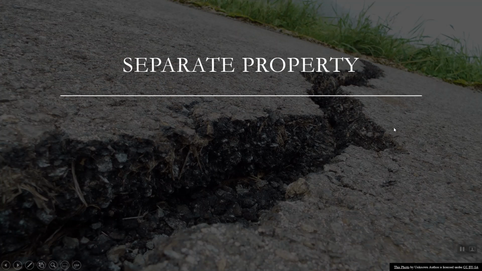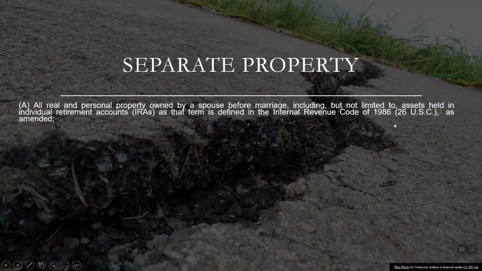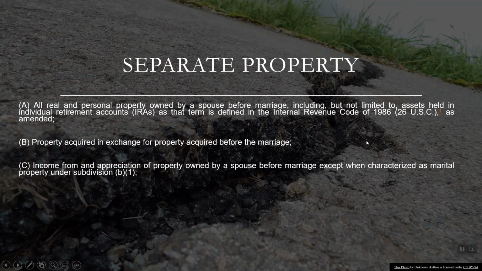And speaking of separate property, any and all personal property owned by the spouse before they were married, including pensions, IRAs, or whatever, is their separate property. Including that is any property that was the result of an exchange, which is a tax-advantaged way, instead of selling property, to exchange one farm for another and get the tax benefits. Income and appreciation for any separate property is separate property for the spouse.